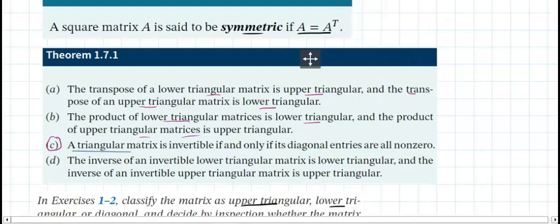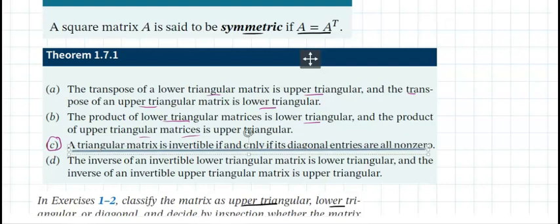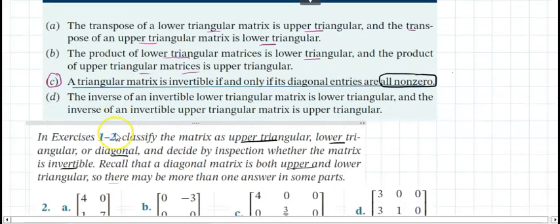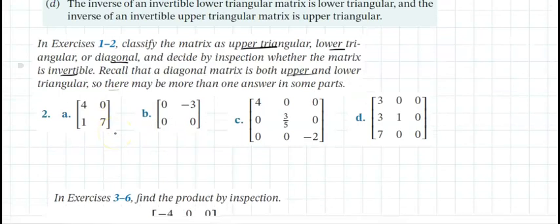It says a triangular matrix is invertible if and only if its diagonal entries are all non-zero. If one of the entries is zero, then this is not invertible. And the inverse of an invertible lower triangular matrix is lower triangular, and upper is upper. So again, C is really what I was after.